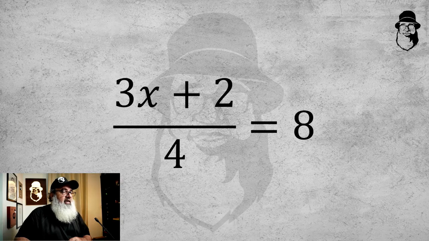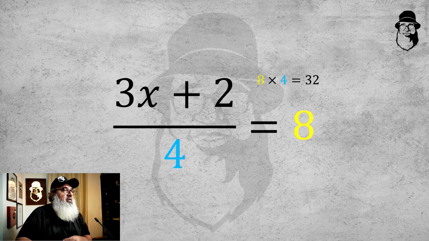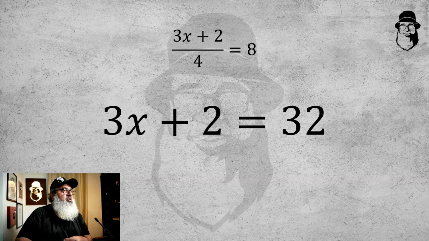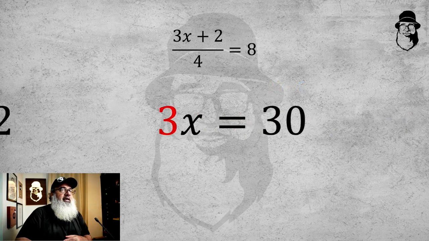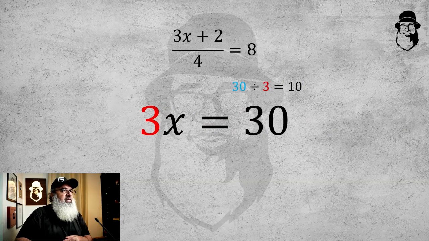To solve 3x plus 2 whole over 4 is equal to 8. Here we see that the left hand side is actually a division. So we begin with 8 times 4 is equal to 32. Now mentally we think of 3x plus 2 is equal to 32, which is a two-step equation. So 32 minus 2 is equal to 30 and 30 divided by 3 is equal to 10. So x is equal to 10.